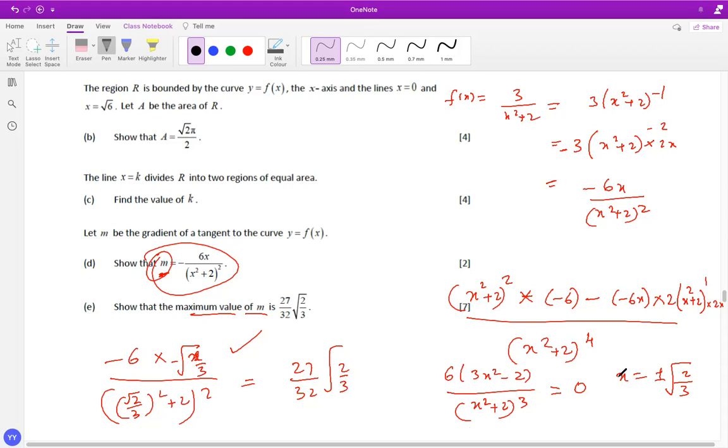So there are 2 points. Out of these, you could have checked which one is maxima and which one is minima. The maxima is actually occurring at negative root 2 over 3. That's why I put this value. That's how I do this question.